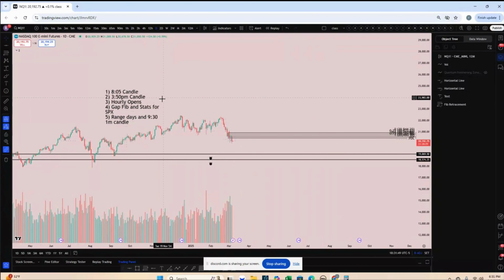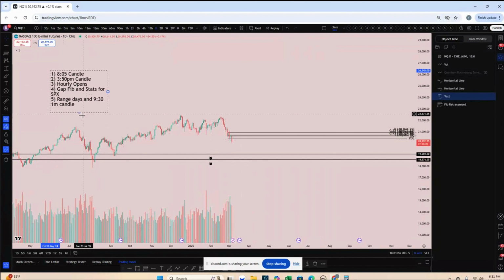The gap fib and the stats, and how I post my levels for that, like the fib levels for SPX. And then we'll talk about range days and why the 9:30 candle is important. And if y'all have any questions, I do look at tickers.